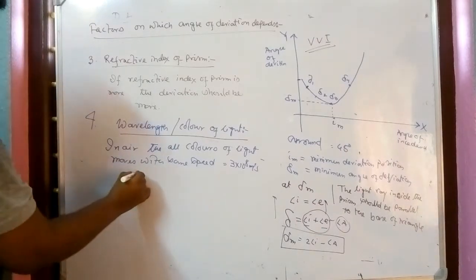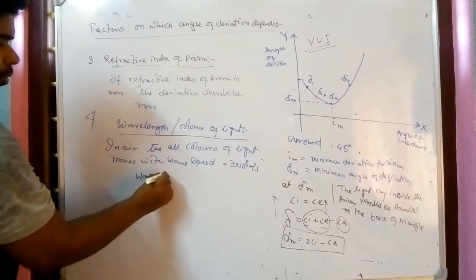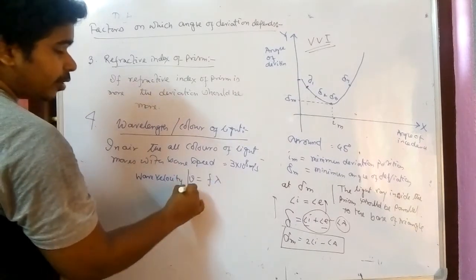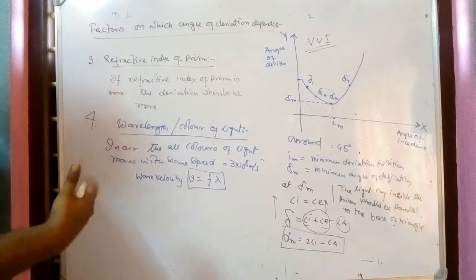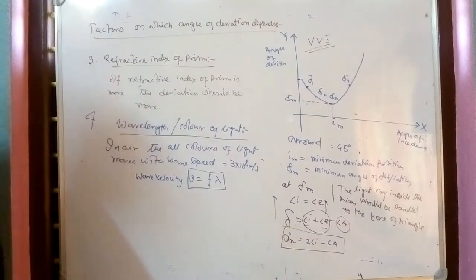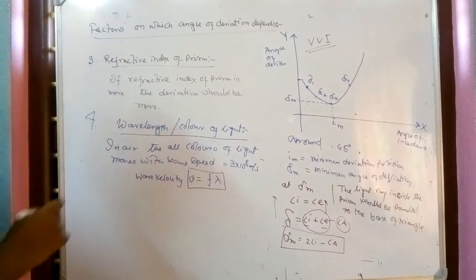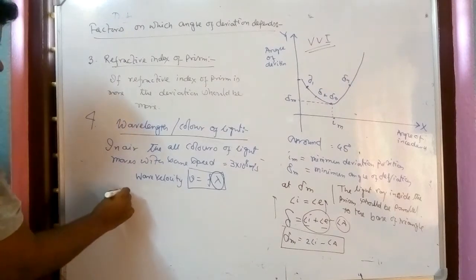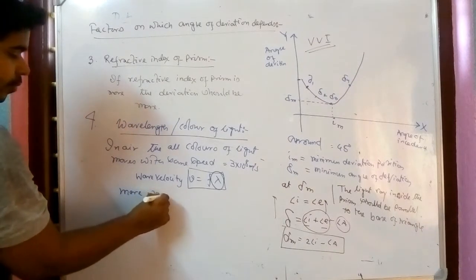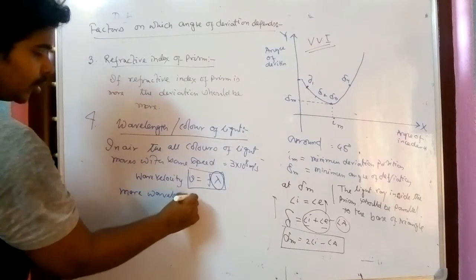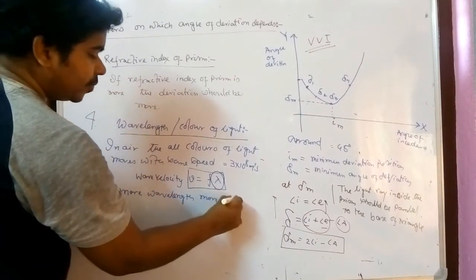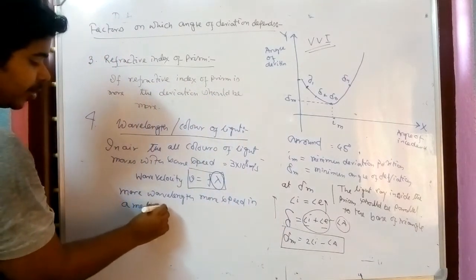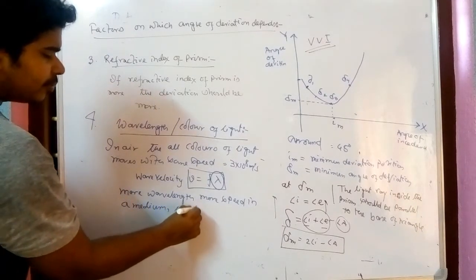Why? Because we know the wave velocity, because light is a wave, so it will follow the wave velocity v equals to frequency into wavelength. So frequency is not changed whenever we have traveled from one medium to another medium, that I have discussed in the previous lecture, but the wavelength is changed. Okay, so it is clear, more wavelength, more speed in a medium, and more speed means less deviation.